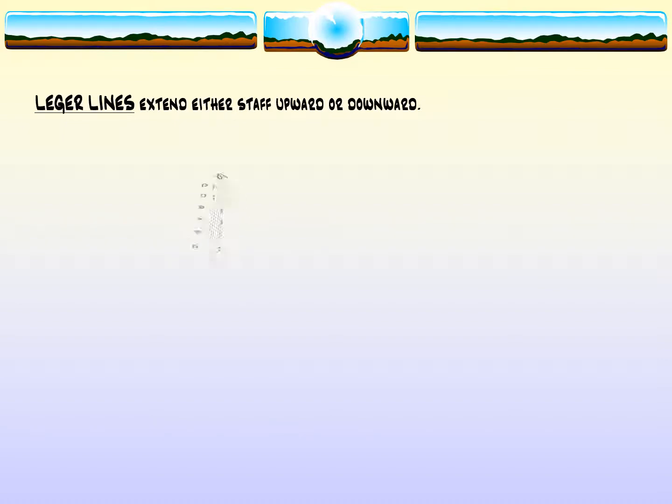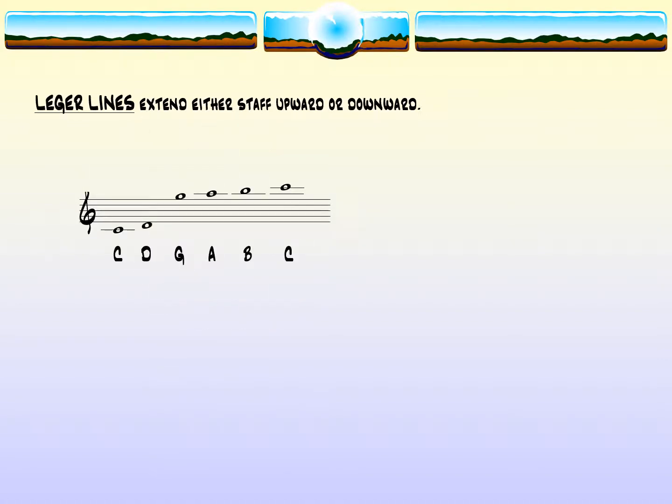Lesson 10. Ledger lines. Ledger lines extend either staff upward or downward. As you see in the example, the first ledger line for C is the first line below the staff. And then you'll see A, which is the first ledger line above the staff. B is in the space above that first ledger line. And C is on the second ledger line. And we can continue upward or downward as necessary.